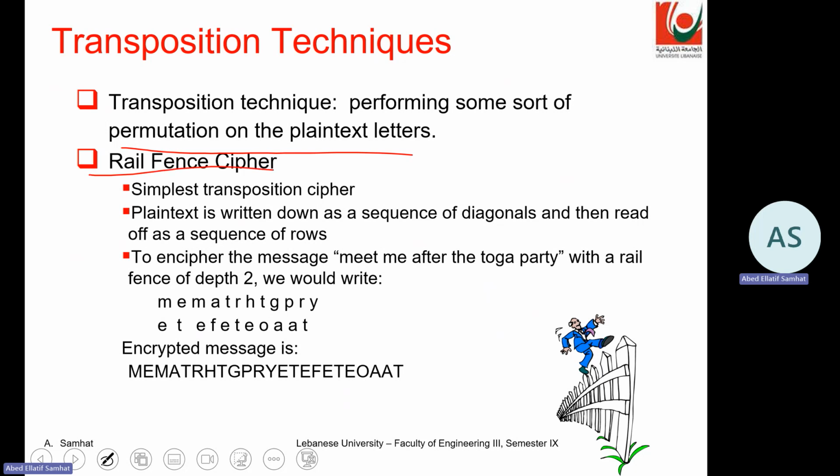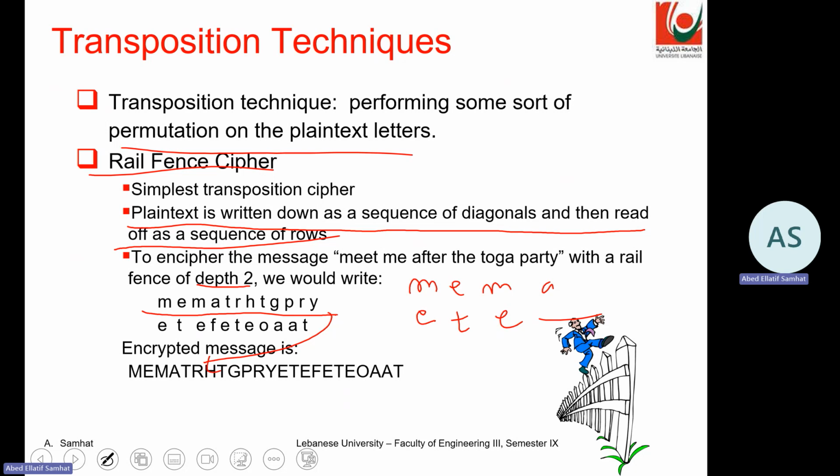Here we consider that the plain text is written down as a sequence of diagonals and then read off as a sequence of rows. For example, if you remember "Meet me after the toga party", here we take the depth of 2 and we write them like this: meet, me, after, and so on. And then we send the message like this. This part will be here and the second part will be there.